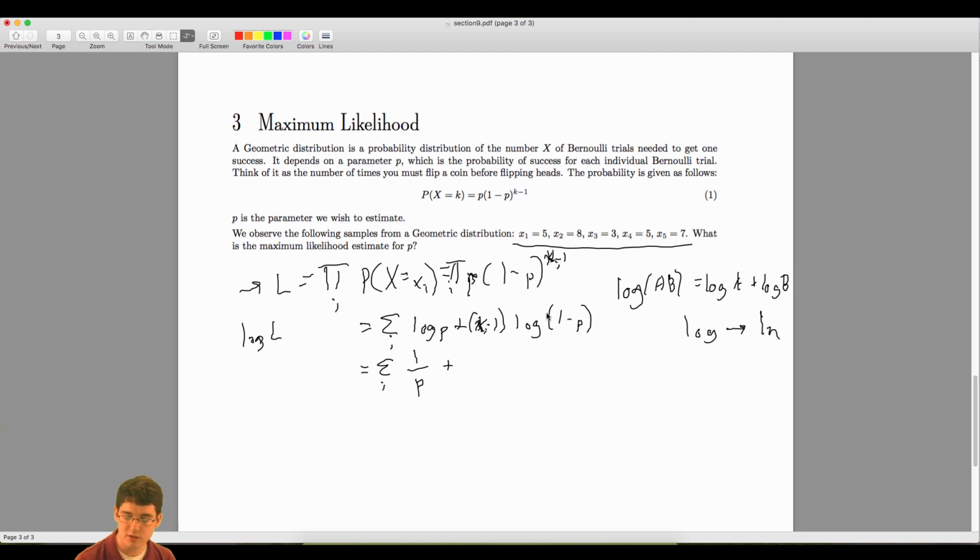Okay, then we have this term here. With respect to p, the log part turns into 1 over 1 minus p. But remember, the chain rule says we've got this outer part, and now we multiply it by the derivative of the inner part. So we're going to get an extra negative here. And then, of course, this xi minus 1 is just a constant that gets multiplied.